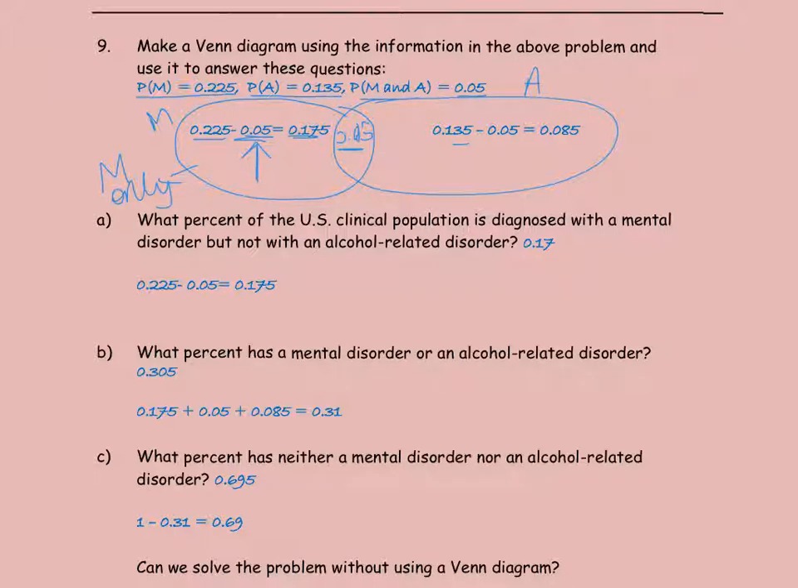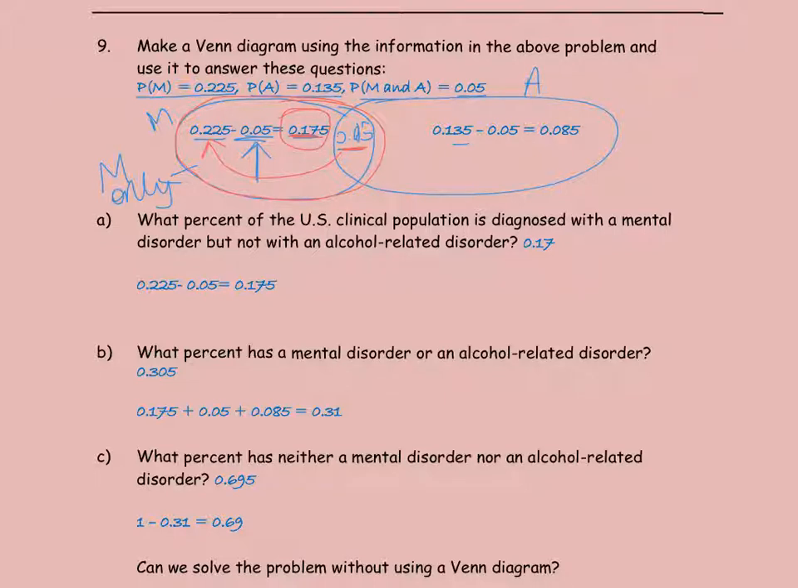So if I say what's the probability of M in general, then you have to include the entire circle. So that would be 0.175 plus 0.05, which is really equal to 0.225. But if I say what's the probability of mental disorder only, then you look at this number, which takes the probability of mental disorder and subtracts the overlapping probability from it. So that would be the probability that a randomly chosen person from the US clinical population has only mental disorder.